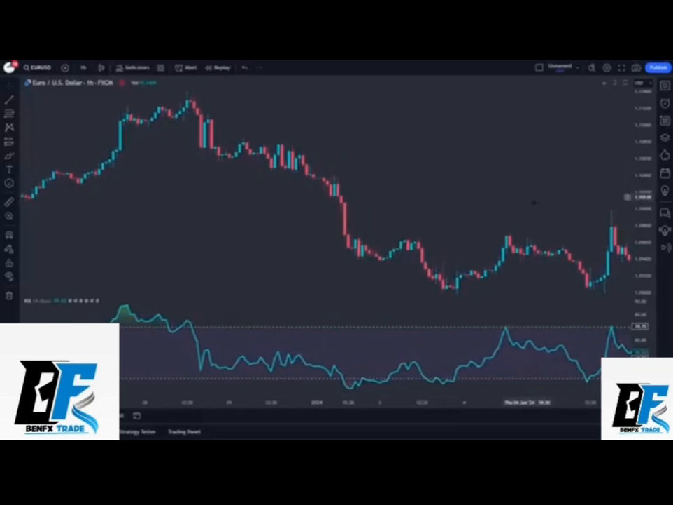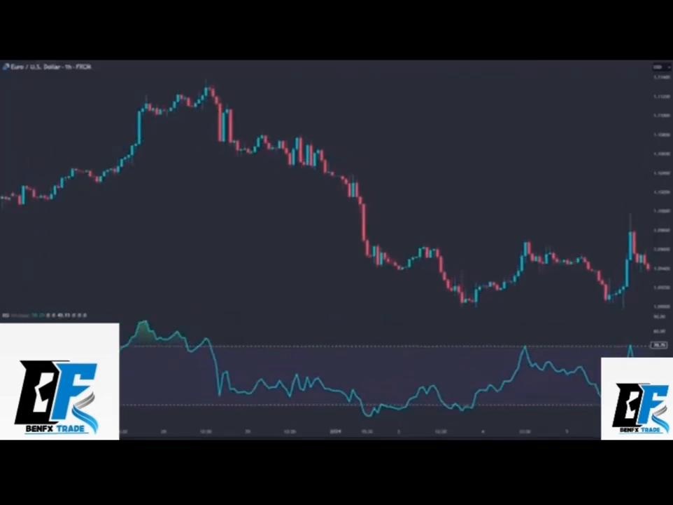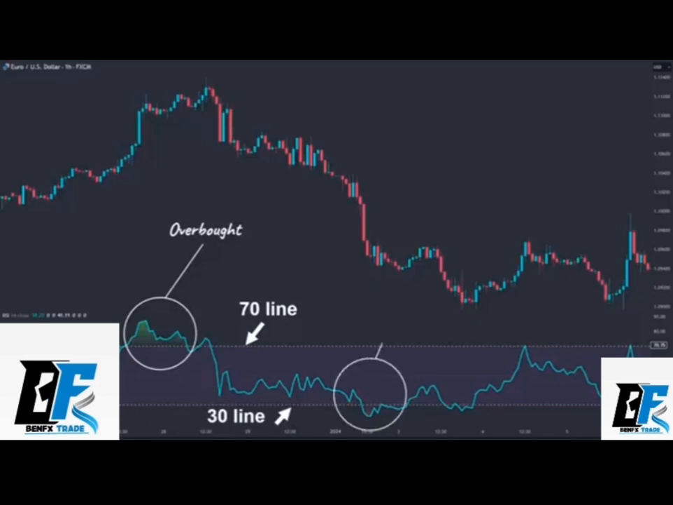When the RSI rises above the 70 line, it typically suggests that the currency may be overbought. This means that the price has increased significantly in a relatively short period, and there is a possibility that a price reversal or correction may occur soon. Conversely, when the price falls below the 30 line on the RSI, it usually indicates that the currency may be oversold. This suggests that the price has decreased significantly in a relatively short period, and there is a possibility of a price reversal or bounce back.